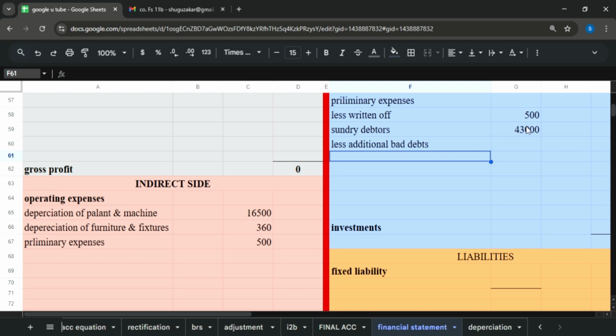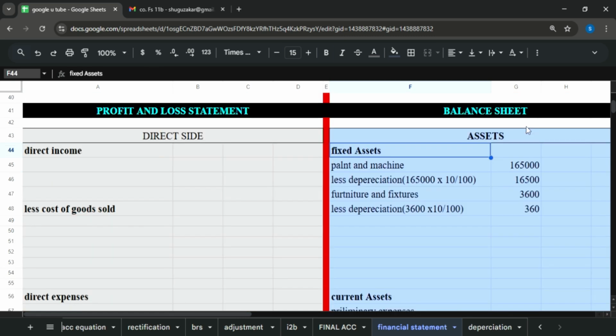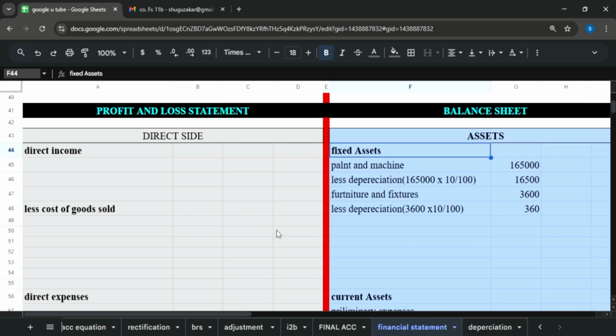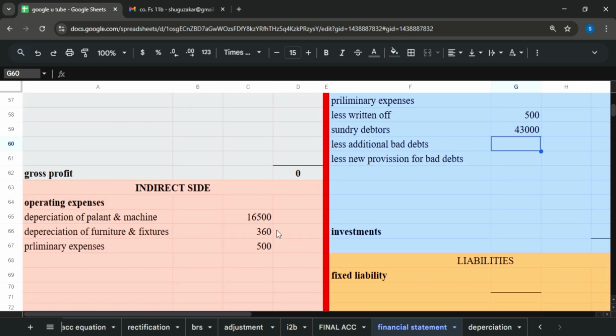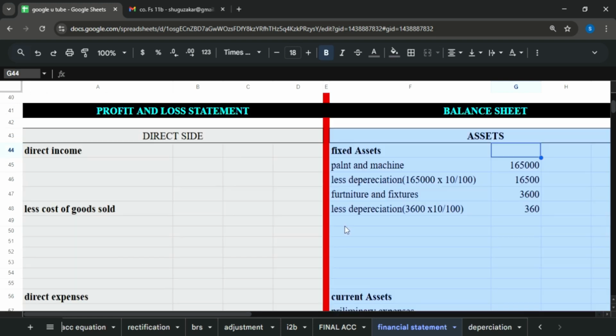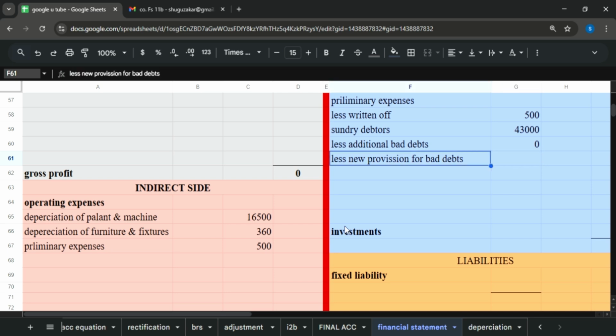Again we will subtract new provision for bad debts. Let's see, in the adjustment we are asked to create a provision. It means additional bad debts are not present in this question, so you may mark 0. And how will we create the new provision? 5% on sundry debtors. So here 5% would be calculated, but we have less space, so you will be focusing upon 43,000 here. It's actually the amount of debtors, and then we will take 5%. So new provision is calculated.